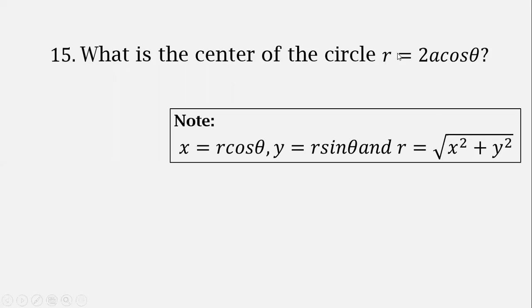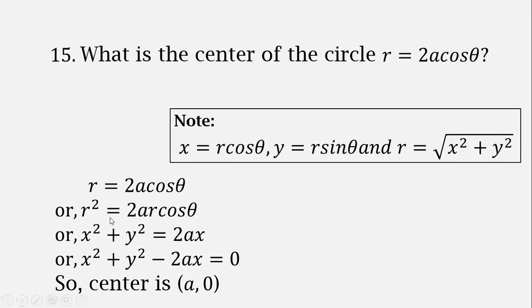We multiply both sides by r to make it r square and to get r cos theta, so that we can put this value x, and the value of r square is equal to x square plus y square. So r square is equal to x square plus y square, and here r cos theta is equal to x. Now taking this term to the left side, we get this equation, and the center is (a, 0).